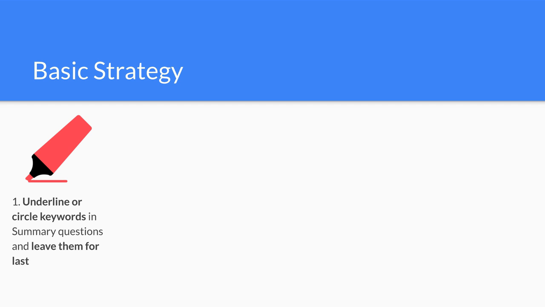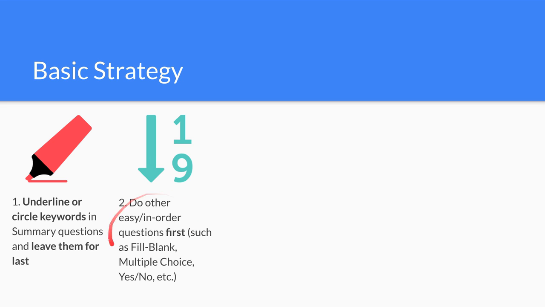Now, here is the basic strategy with which you have to approach this question type. The first thing you're going to do is you're going to mark the keywords, underline them or circle them. Doesn't matter, whatever works best for you. And then you're going to leave them, okay? Don't do anything with them. When you see the summary questions on your test, mark the keywords, have the keywords in the back of your mind, and then leave them. Don't do anything with them. Then move on to other question types.